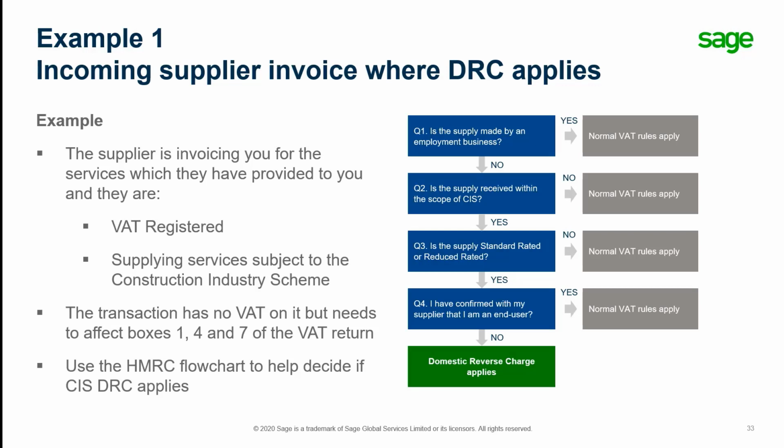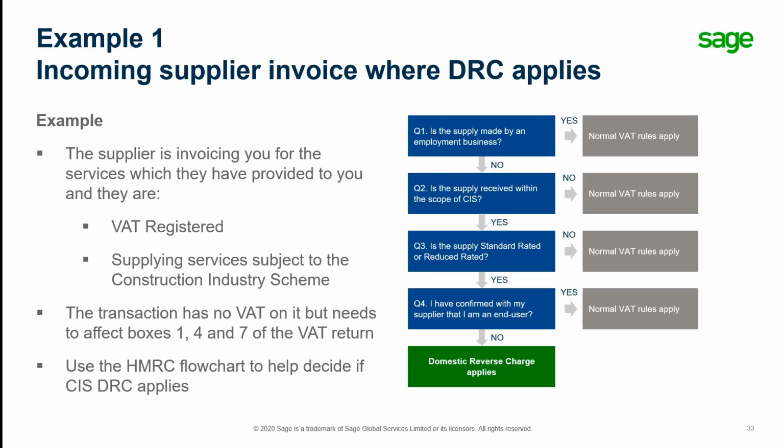So we're going to use the HMRC flowchart that you can see on the screen to help us decide first if CIS domestic reverse charge applies. So question 1: is the supply made by an employment business, such as an agency? In this scenario, no, they're a fellow tradesperson. So we can move on to question 2. Is the supply received within the scope of CIS? Again, in this case, they are supplying services subject to the construction industry scheme.